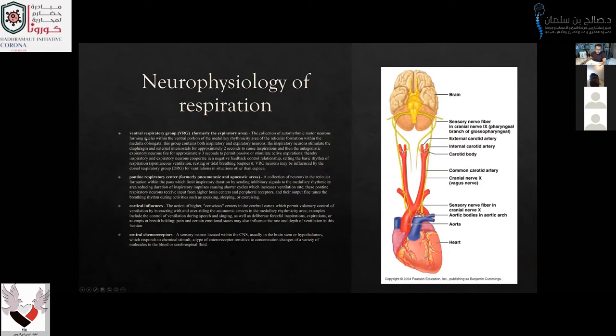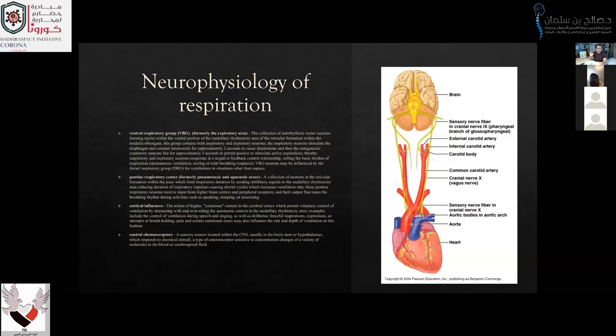The ventral respiratory group, formerly the expiratory area, is a collection of autorhythmic motor neurons forming nuclei within the ventral portion of the medullary rhythmicity area of the reticular formation within the medulla oblongata. This group contains both inspiratory and expiratory neurons. The inspiratory neurons stimulate the diaphragm and external intercostals for approximately 2 seconds to cause inspiration, and then the antagonist expiratory neurons fire for approximately 3 seconds to permit passive or stimulate active expiration.